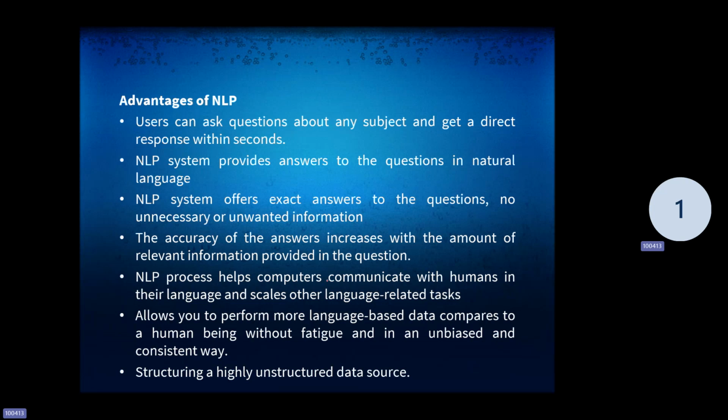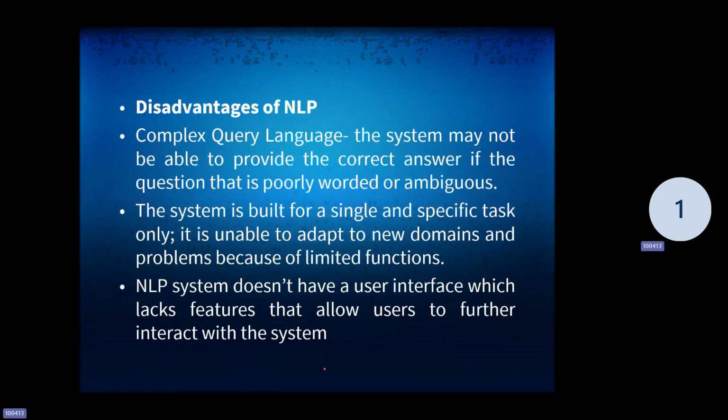NLP helps computers communicate with humans in their language and scales other language-related tasks. For example, Google Translate. It allows you to perform more language-based data tasks compared to a human being, without fatigue and in an unbiased and consistent way. It also helps in structuring highly unstructured data sources.